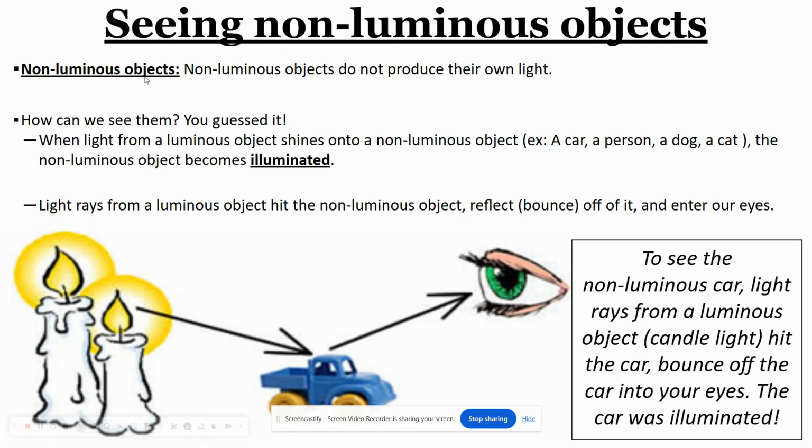Now, non-luminous objects, remember, they don't make their own light, but we can still see them. So the reason for that is because light from a luminous object hits the non-luminous object, like this toy car, reflects or bounces off of it, and then goes into our eyes. So if you're seeing something that doesn't make its own light, it's because there's another light source around, shining light onto it, that light's bouncing off that object, and then going into your eyes, and you can see it.